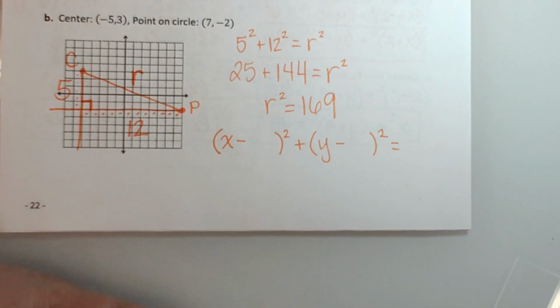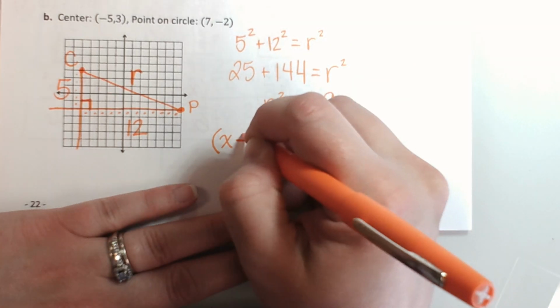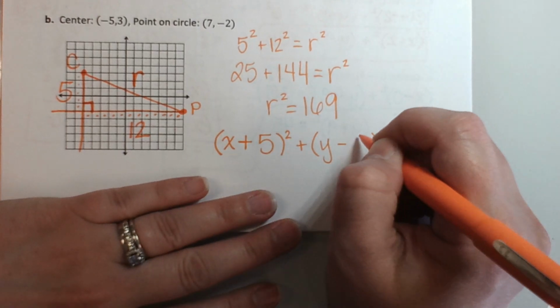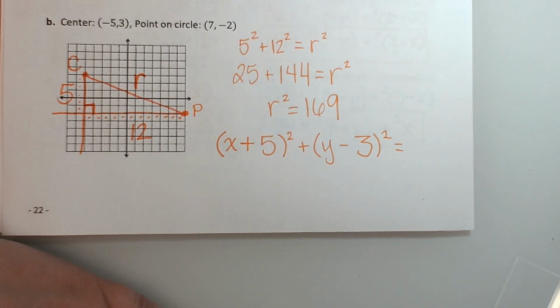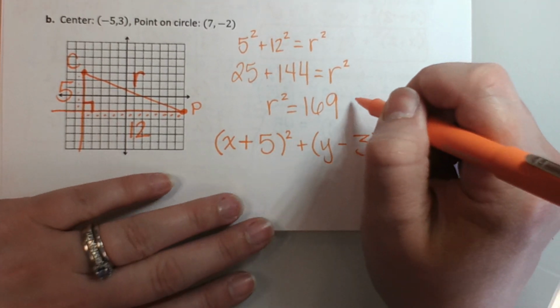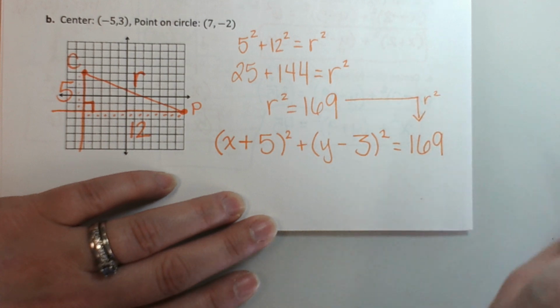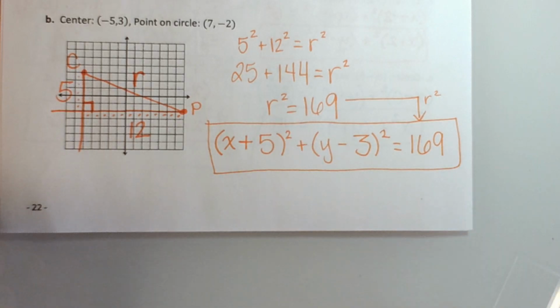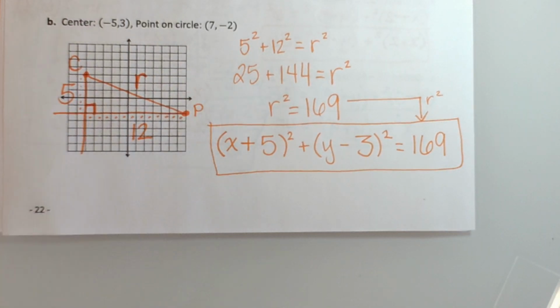General structure starts like this. X minus what? Minus a -5? I can change it to +5 right away. Y minus 3, squared, equals 169. Now, do not forget to put the squareds and the plus sign in between, and be careful. If I give you r, you square it, but if you find r squared, it's already squared. Don't square it again.